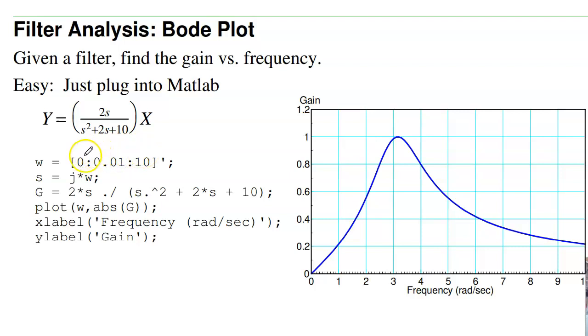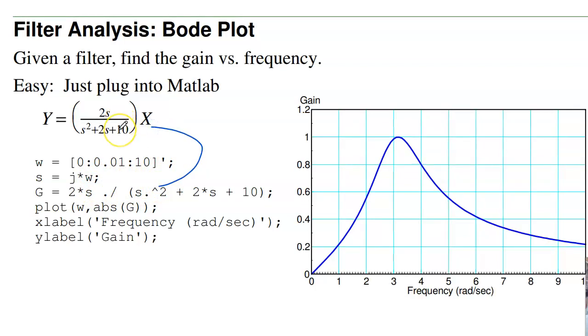In MATLAB, I would just set up the vector omega, your frequency, going between 0 and 10, steps of 0.01, and I made it a column vector just because I like column vectors. S is j omega, and then g of s is almost the same way you write it. It's 2s over s squared plus 2s plus 10. I have to use the dot notation. That tells MATLAB, don't treat this like a matrix. Treat it like a column of numbers, and do element by element computations.